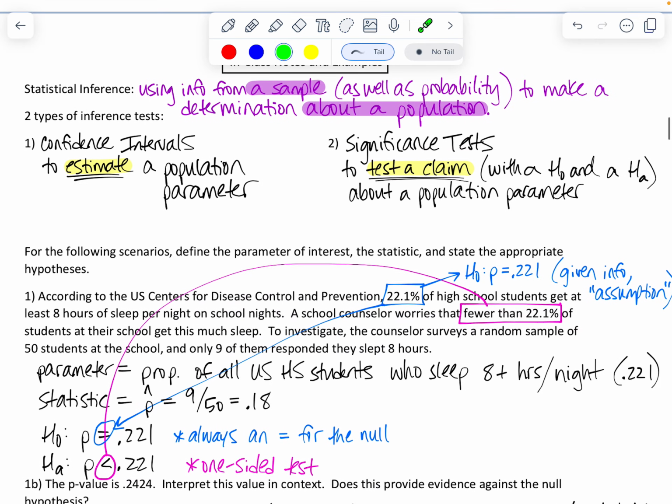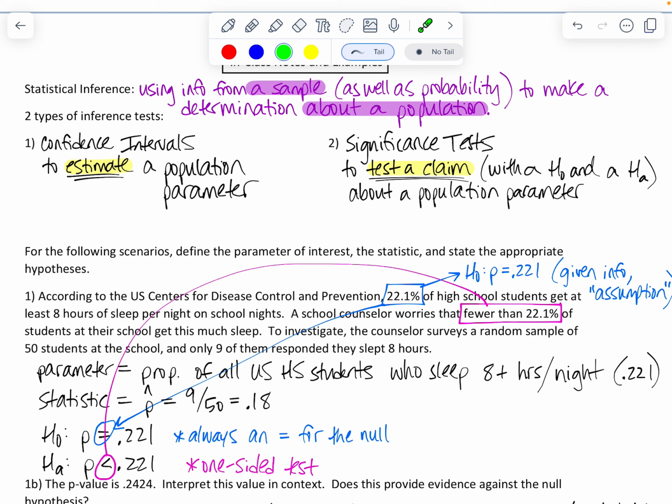You can see I already have it filled out, and I'm going to read through the scenario and talk about all these things that I have circled and drawn arrows to, okay? According to the U.S. Centers for Disease Control and Prevention, we have a number here, an assumption that we are assuming to be true. They say, they claim, they think, they believe, and we have a percentage here. 22.1% of high school students get at least 8 hours of sleep per night, regarding sleep, okay?